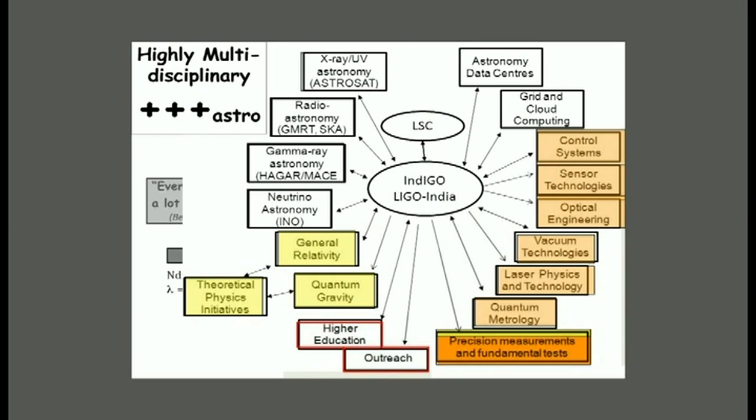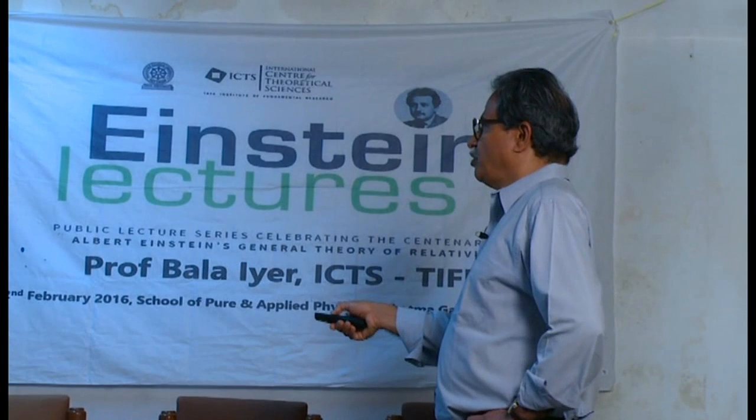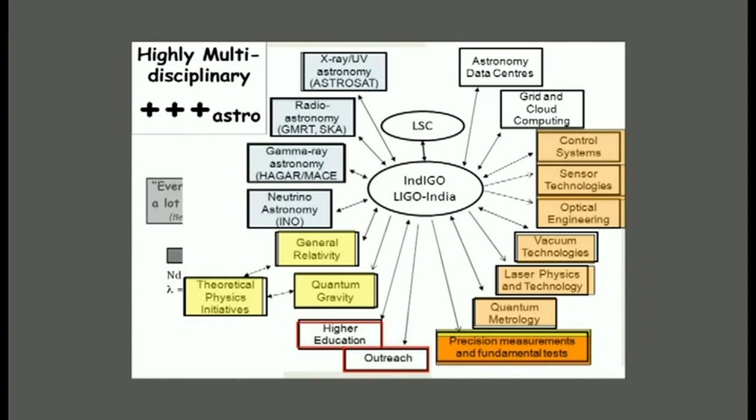You can also see the interface with astronomy, multi-messenger astronomy. We have recently launched the AstroSat satellite, so we can try to do joint observations between gravitational waves and the X-ray band. There can be radio observations with GMRT, etc. So you can see that there is a lot of overlap with many other communities in India, and that is what is exciting to me.